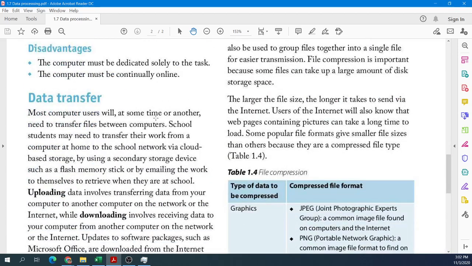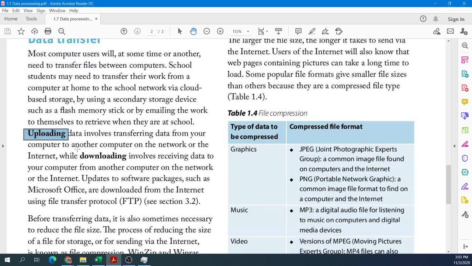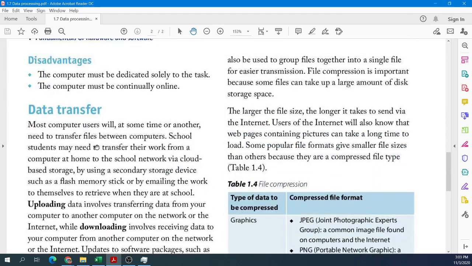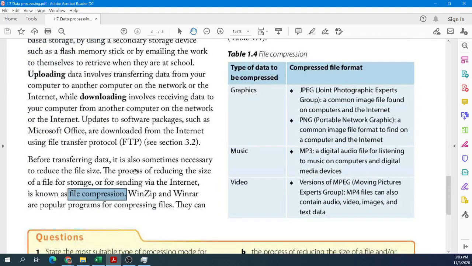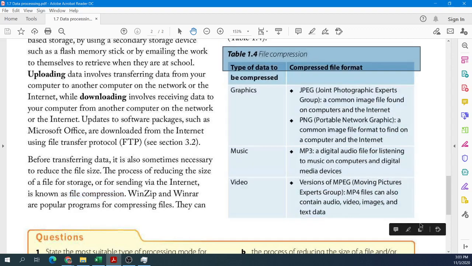And lastly, we looked at data transfer. Remember that uploading refers to you basically transferring or sending data, and downloading refers to receiving that data. We looked at file compression. That refers to reducing a file size so that we can basically send or store that data. And lastly, we looked at different file compressions that we use for different types of data.